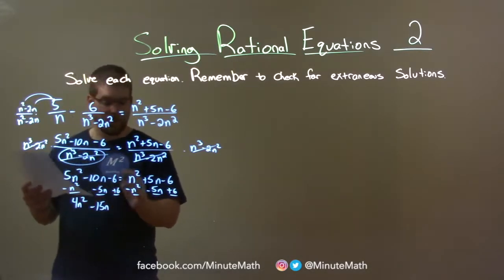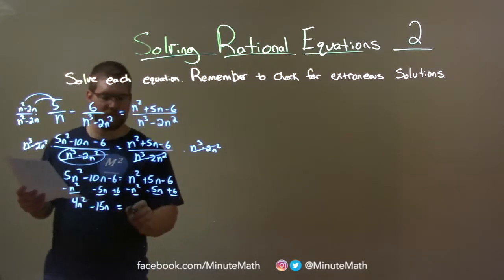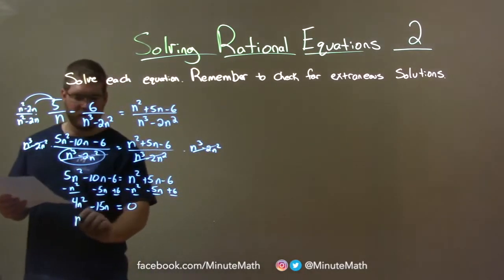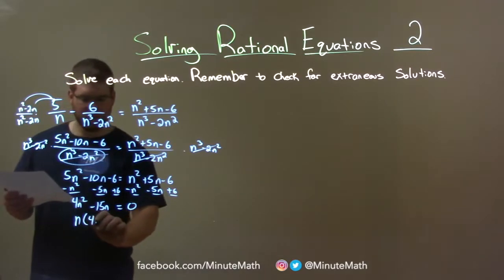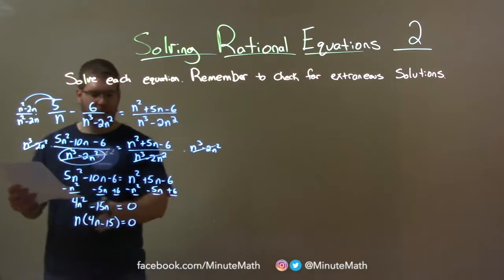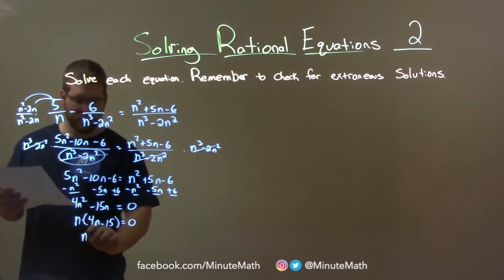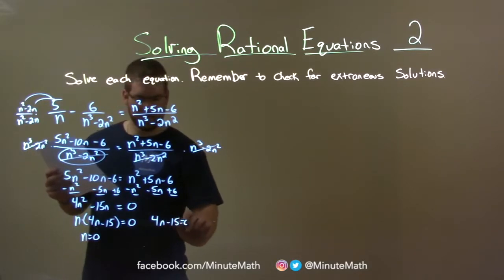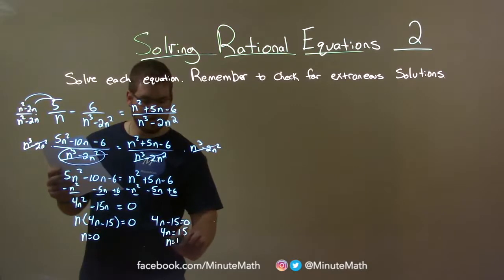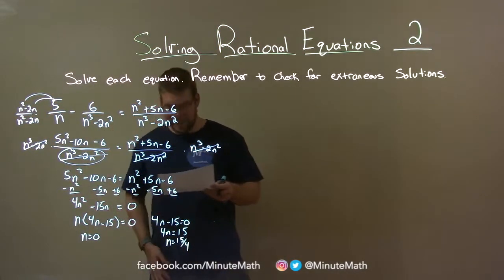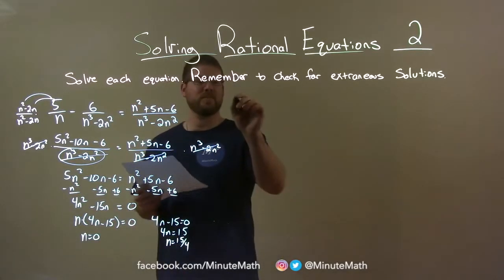And that gives us, well, a 0, so we don't really need that. Negative 6 plus 6 is 0. So now this is all equal to 0. If I pull out an n, I have n times 4n minus 15 equals 0. So set both parts equal to 0 for the multiplication. So n equals 0. And then here, 4n minus 15 equals 0, 4n equals a positive 15, and n equals 15 over 4. So now we have to check both of these to see if there are any extraneous solutions.